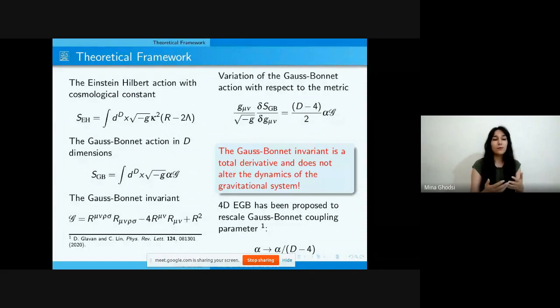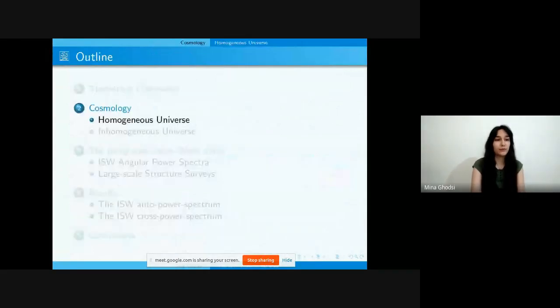To solve this problem, 4D GB has been proposed by Glavan and Lin, in this paper, where they rescale the Gauss-Bonnet coupling parameter by this, so D minus 4 can cancel this factor and we can have a four-dimensional Einstein-Gauss-Bonnet gravity. It's supported that this theory exhibits some inconsistency in nonlinear perturbation limits, but it's still consistent in linear scalar modes. So we can use it without any problem in our work.